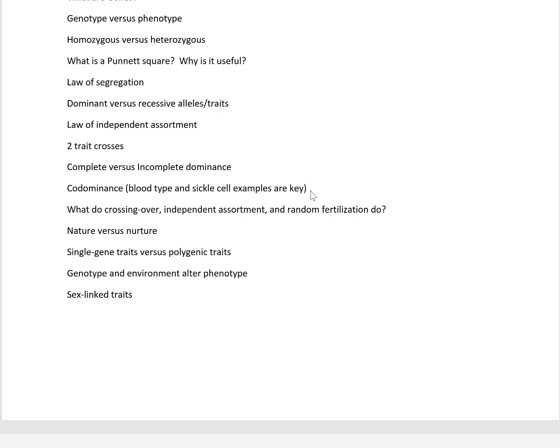Let me give you an example: the ABO blood typing system. You have type A blood, B, AB, and O. Well, O is recessive. The only way to have type O blood is if you got a type O blood gene from mom and dad, because you have to be homozygous recessive. If you got an A and an O gene, you're going to have type A.